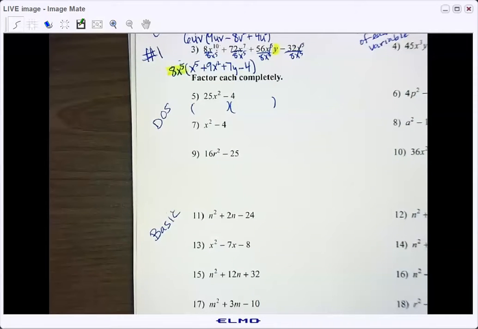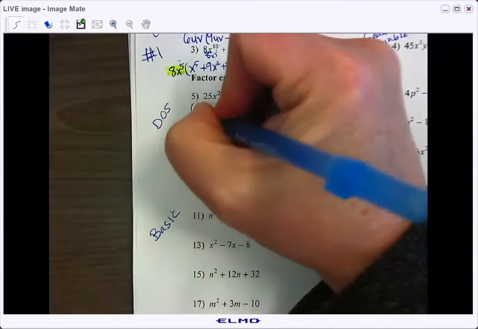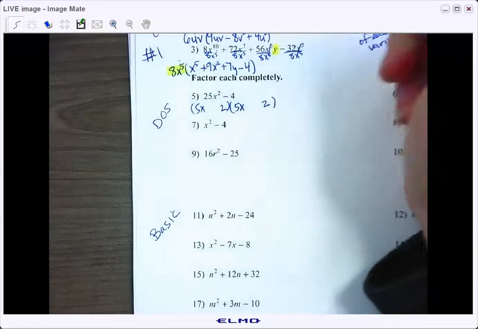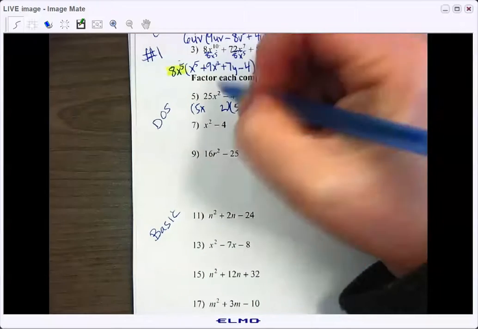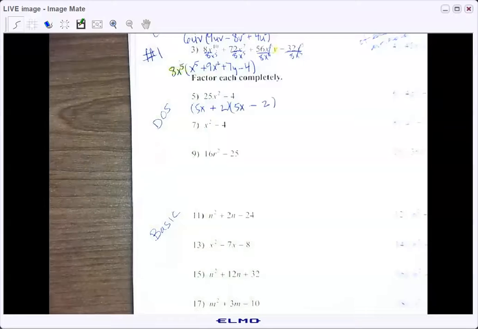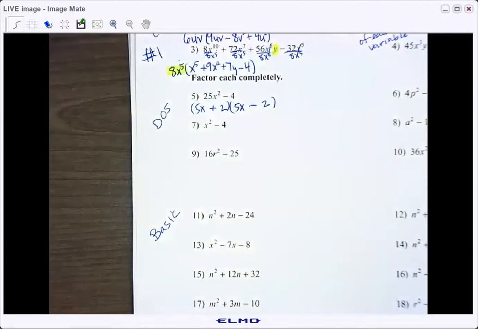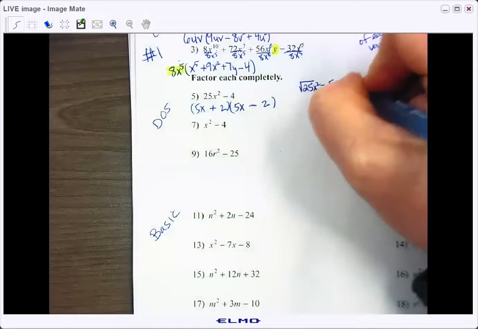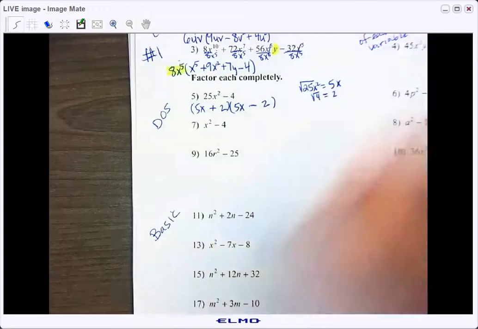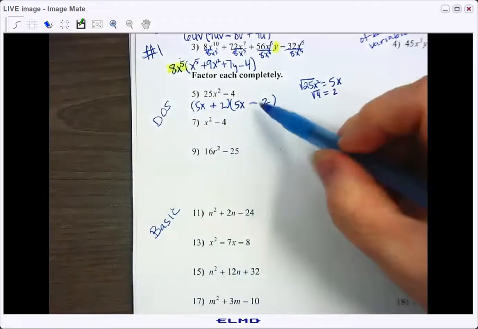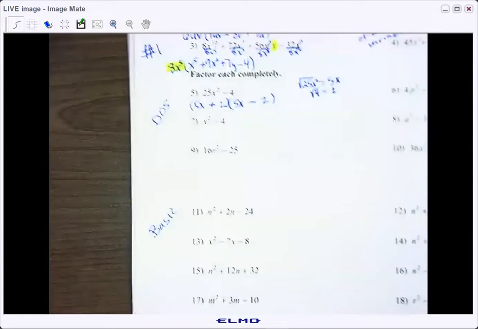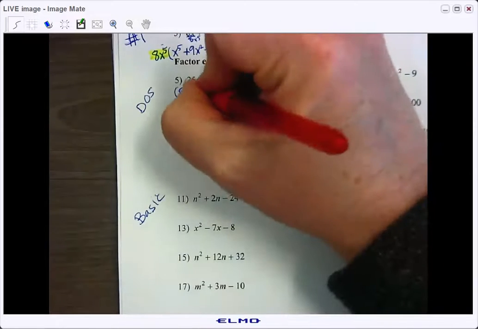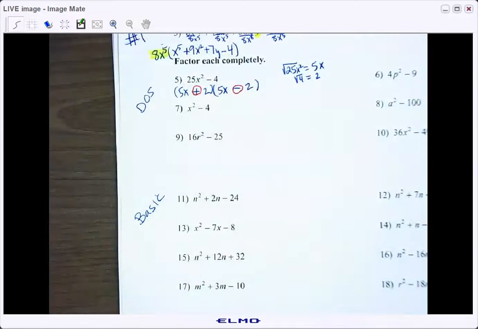Good. Okay. Nice. So we have to have a 5x and a 5x. We have to have a 2 and a 2. One's a plus and one's a minus. You're done. Okay. So what we're really looking at is the square root of 25x squared is 5x, and the square root of 4 is 2. That's how I'm getting these numbers. See, this is difference of squares only. Okay. And then one is a plus and one is a minus, and it does not matter what order.